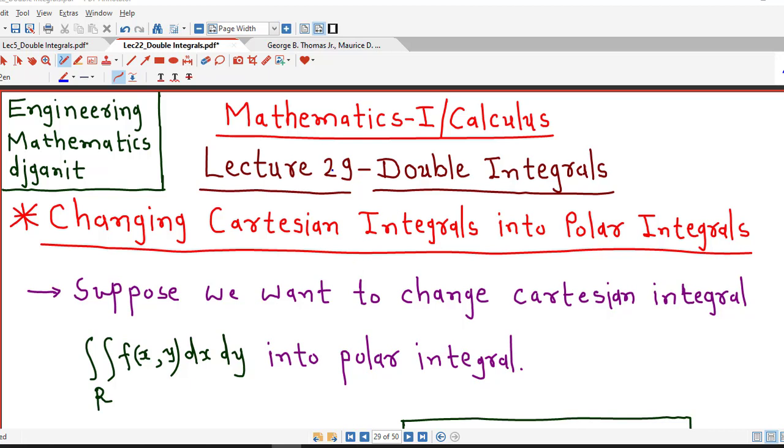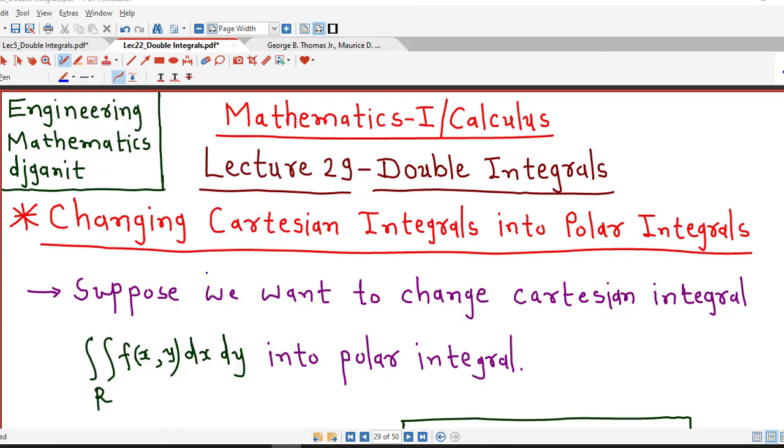Hello friends, I welcome you to lecture number 29 on double integrals. In this lecture we will see how to convert a Cartesian double integral into a polar double integral. That means we will see how to convert a double integral from Cartesian coordinates to polar coordinates and then how to evaluate the resulting polar integral.